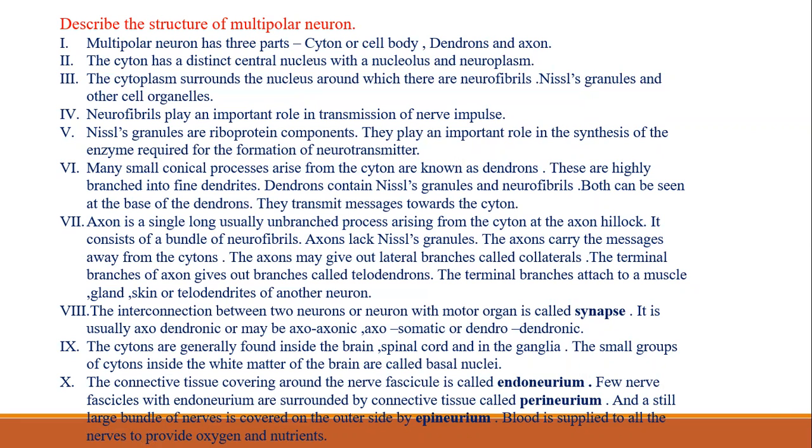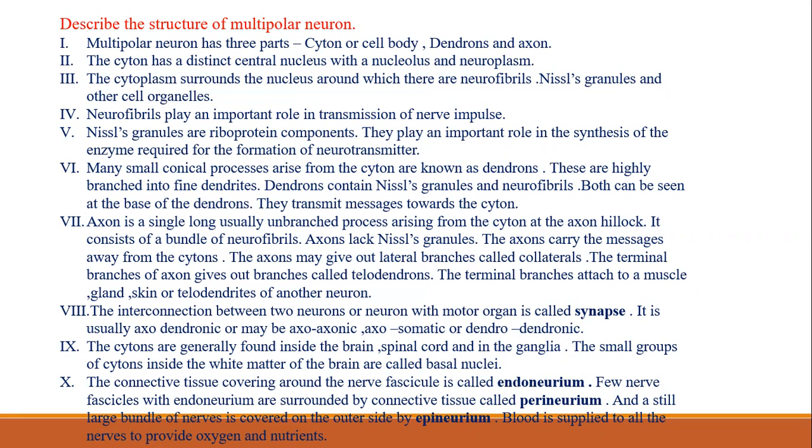Nissl granules are proteinaceous granules and other cell organelles are also present in it. Neurofibrils play a very important role in transmission of nerve impulse. That is, dendrons will bring the impulse to the cyton and from the cyton the neurofibrils will carry the impulse to the axon. Nissl granules, as I said, are riboprotein components and they help in the synthesis of the enzyme which is required for the formation of neurotransmitter. Now what is a neurotransmitter? Neurotransmitter is the chemical which helps in carrying our messages. It carries the messages from sense organs to the brain.